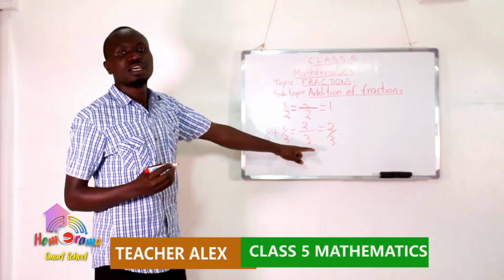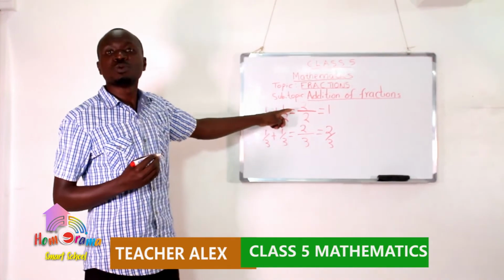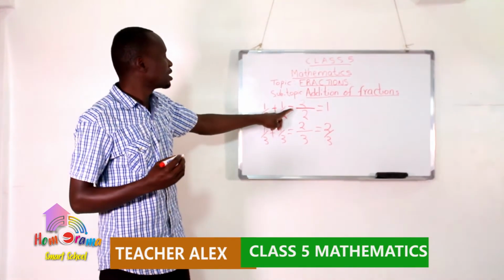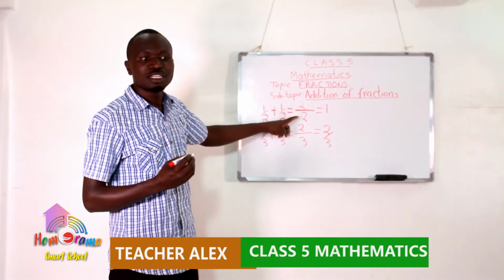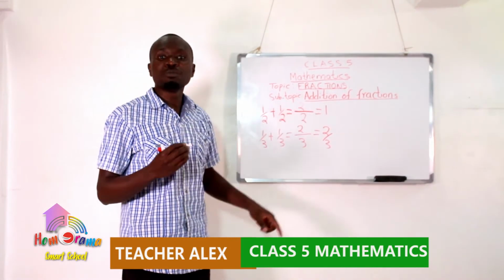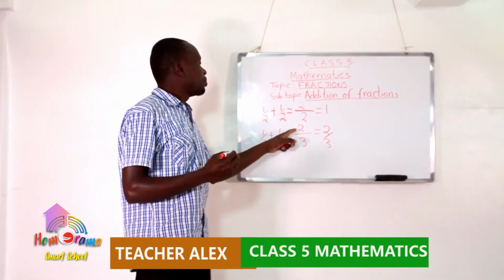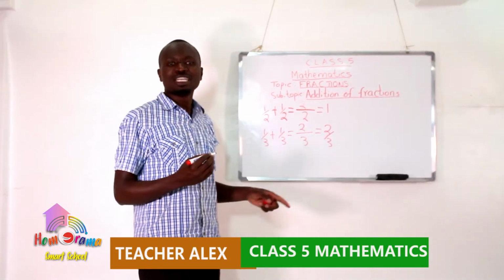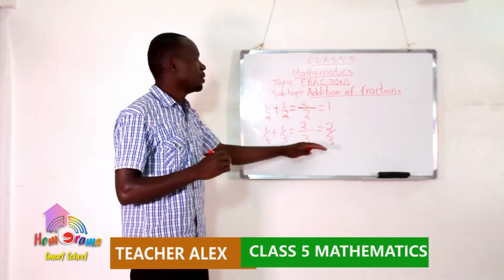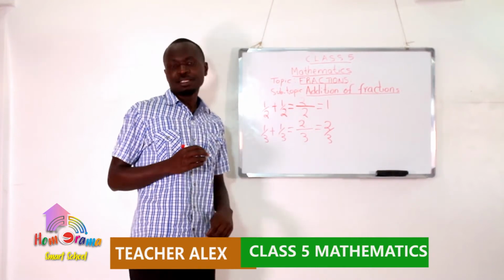This is simple. It is different from the previous one because there, when we added the numerators, the numerator and the denominator were the same, which means it becomes a whole. But this one, because the numerator is smaller than the denominator, it is a proper fraction. It remains to be 2/3.